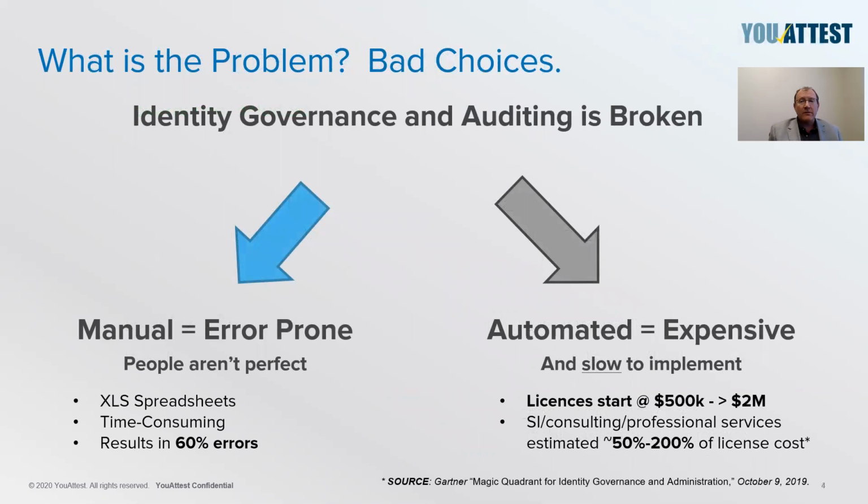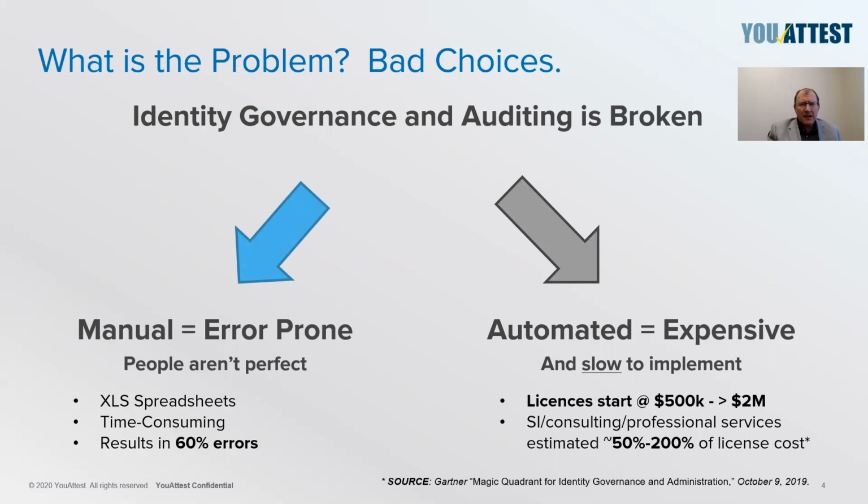But IGA is broken. Today, either they go with one of the on-premise, very expensive licenses, which start at $500,000 and go up to $2 million or more, and deployment costs usually exceed the cost of the actual licenses, or they're doing this manually, which has been shown to produce amazing amounts of errors. That's why this space needs to be fixed.